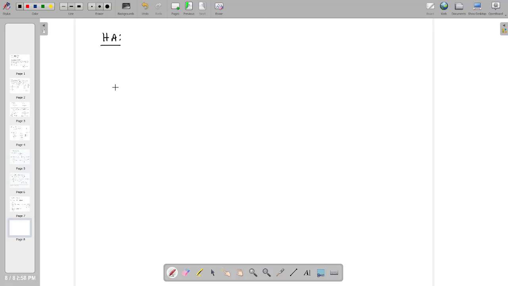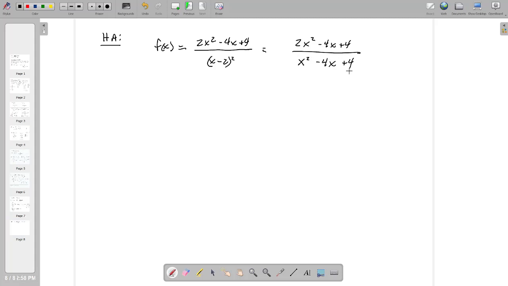All right, well, let's look at our graph again. We have f of x is equal to 2x squared minus 4x plus 4 divided by x minus 2 quantity squared. What I'm going to do here is multiply out the denominator. I'm going to do this specifically for the horizontal asymptote, the only reason. We have 2x squared minus 4x plus 4, and then in the denominator we would have x squared minus 4x plus 4.